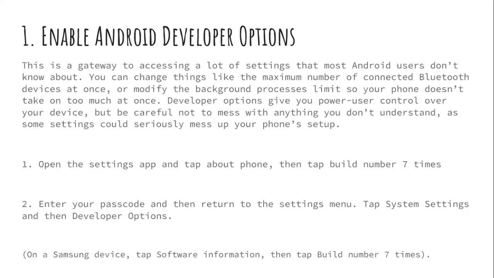So to turn it on, open Settings, tap About Phone, then tap Build Number 7 times. Enter your passcode, then return to the Settings menu. Tap System Settings and Developer Options. And on Samsung, it's Software Information, and tap Build Number 7 times.